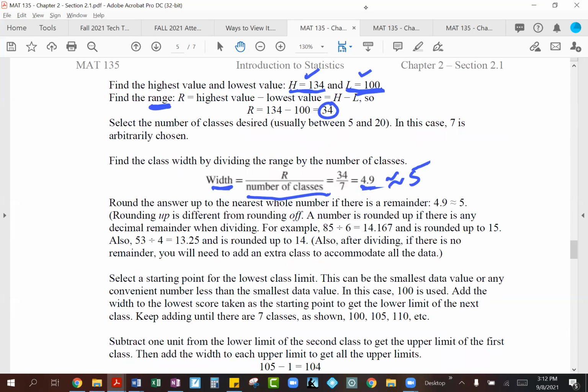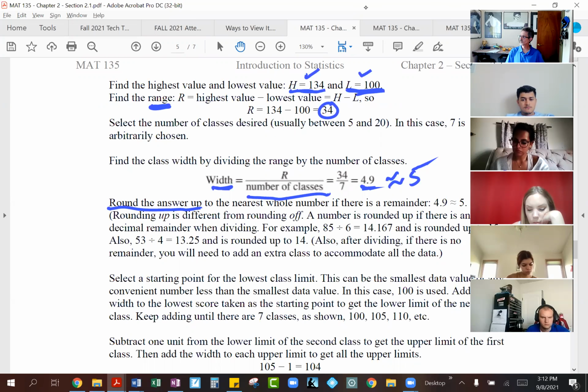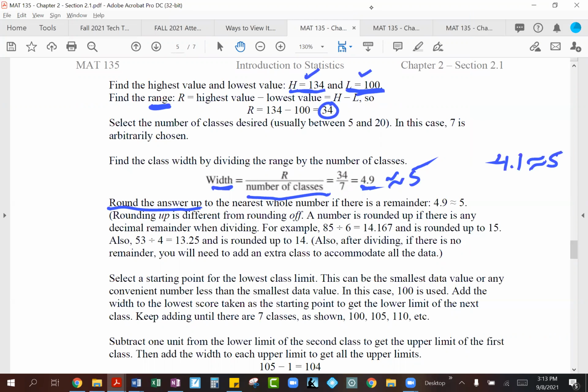And we always round up. So even if this number had come out to be, let's say 4.1, we would have still rounded it up to 5. So you're not using your traditional rounding rules. So keep in mind, you're always rounding up. So you're not doing like, if it's 0.5 or more, you go up. If it's less than 0.5, you go down. You're not using that for class width. Always round up. So even if, like I said, you had come up with 4.1 instead of 4.9, you would have still gone up to 5. So always round up for your class width.